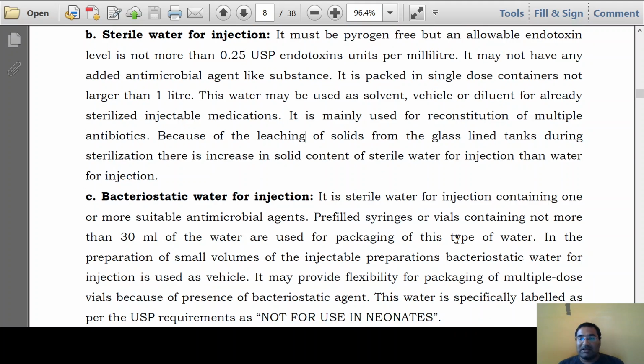Pre-filled syringes or vials containing not more than 30 ml of the water are used for packaging of this type of water. Pre-filled syringes or vials. Now what is meant by pre-filled syringes? Syringes are used for injecting parenteral product inside the body. So the physician or doctor takes the parenteral product into the syringe from the vial or ampoule and then injects it into the body. But these syringes are already filled.